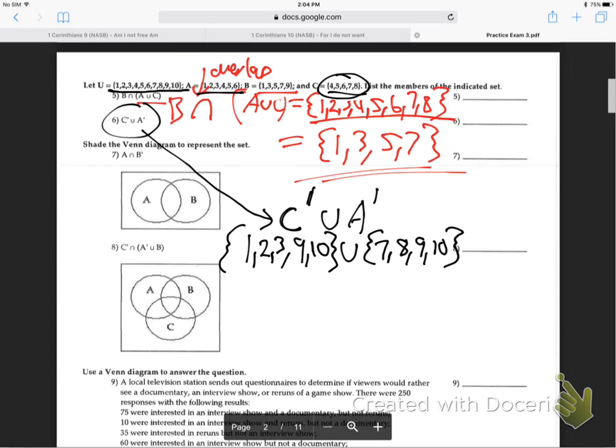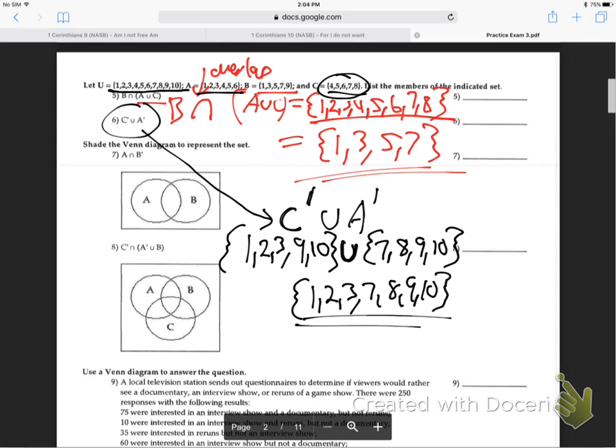Okay, then we're going to unite them. So that means like the softball game, they just get together, right? So what do we got? Just put them all together. 1, 2, 3, 7, 8, 9, 10. And we don't list 9 and 10 twice, just once. And there we go. That's the uniting of C complement and A complement. Of not C and not A. Questions I can answer on that?